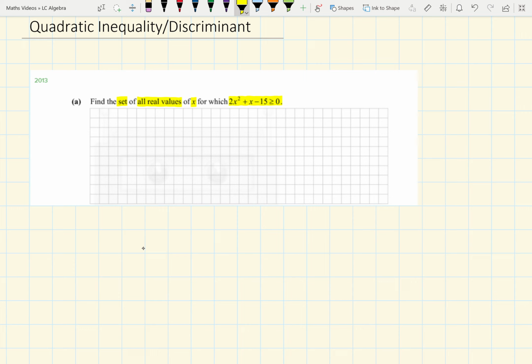So we see here they've mentioned real values for x. That gives us a hint that we're dealing with a discriminant. And then they tell us, because it's the real values, and also our inequality here tells us it's greater than or equal to 0. So essentially for our graph, they'll be looking for the points where it touches the x-axis but doesn't go below it.